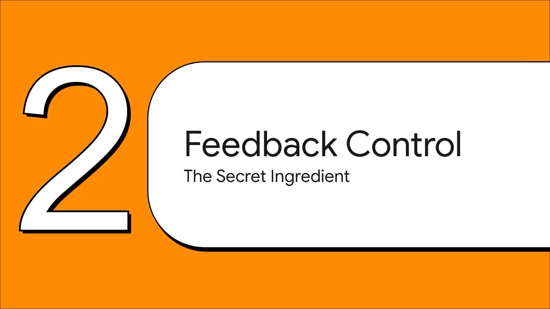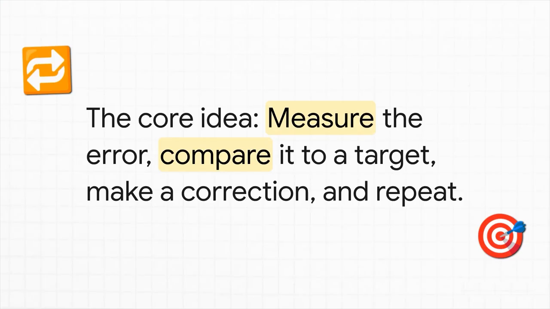Okay, now we're getting to what I think is the single most important concept in all of robotics. This is the secret ingredient, the magic that lets a machine actually achieve a goal when the world is messy and unpredictable. It's a concept called feedback control. And it's brilliant. Instead of just closing its eyes and hoping it lands in the right spot, the robot is constantly checking its own work. It's always asking, am I where I need to be? And if the answer is no, it makes a tiny correction, over and over again.